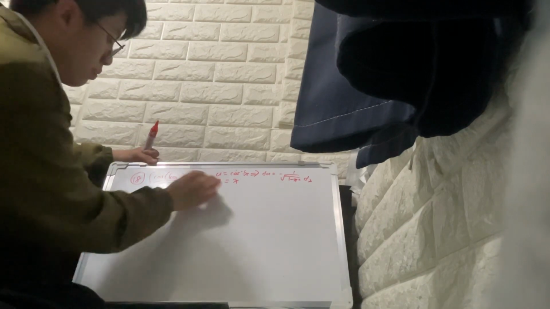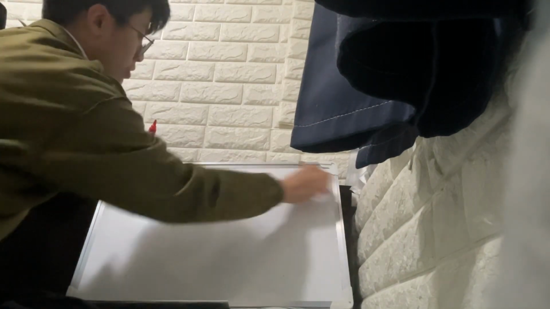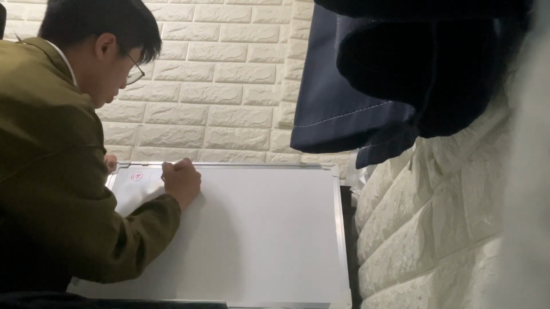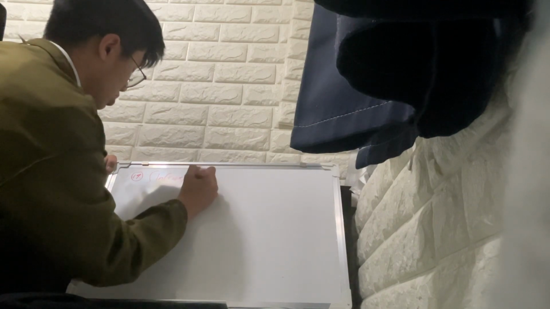Number 19. I haven't seen YouTubers integrate this yet. Number 19, the integral of ln of cosine x dx. And this can be integrated, right? If this is a definite integral from 0 to pi over 2, it will give you negative pi over 2 ln 2. But this time, this is an indefinite integral. So how do we do this though?